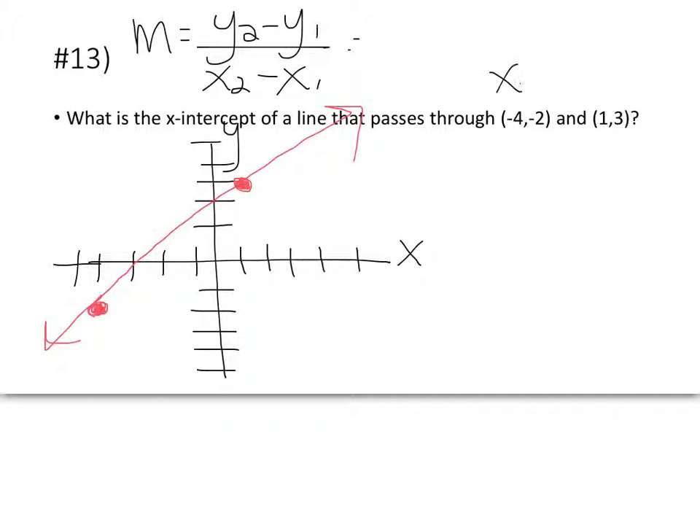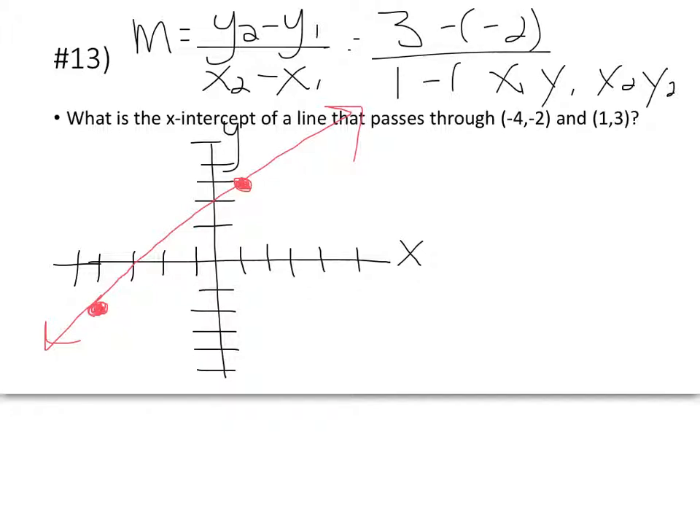Which would give you 3 minus negative 2 over 1 minus negative 4, which, adding, changes the sign for both, and you'll get 5 over 5. So that means your rise over run is up 1 over 1. So if you want to add some more points in here, you go up 1 over 1.